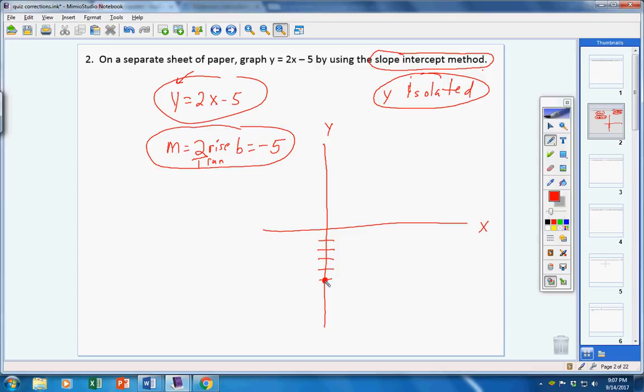So from your y-intercept, you rise 2, 1, 2, and then you run 1. So you rise 2, 1, 2, and then run 1 right there. And there's your slope, up 2 over 1, okay? And then connect those points, and you have the graph of your equation, okay?